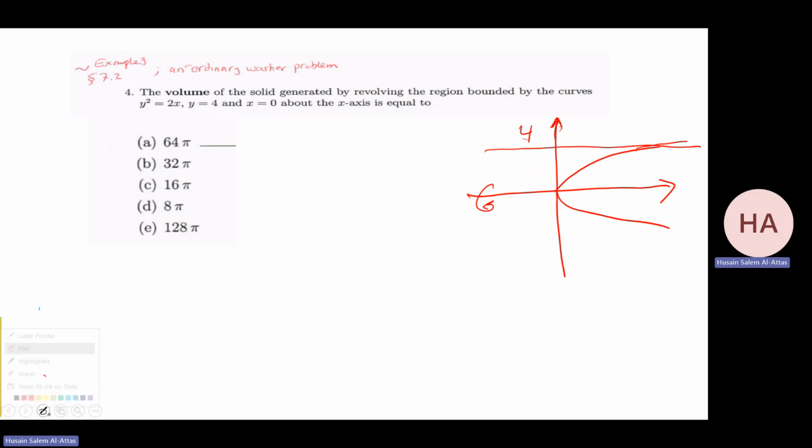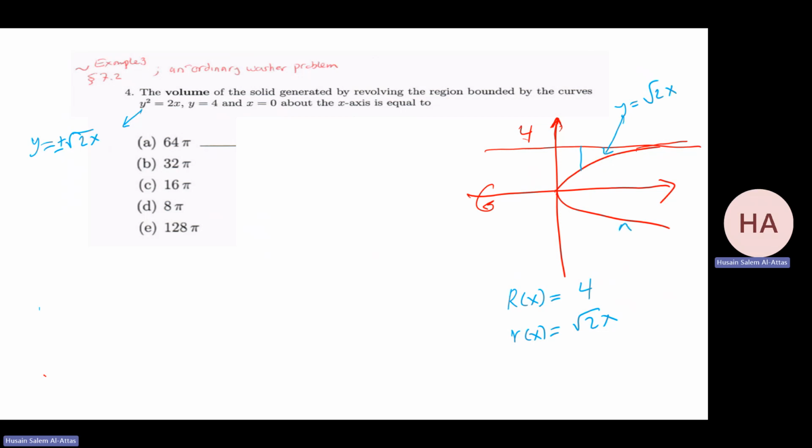Okay. So my line will be like this, perpendicular to this axis of rotation. So I have R of x will be 4. Yeah, I need to write this in terms of x, so in terms of y. So I have y equal plus or minus square root 2x. And they want the positive side. So I have small r of x will be square root 2x, because I need this, which is y equal square root 2x. I don't need y equal minus. I need the positive side.